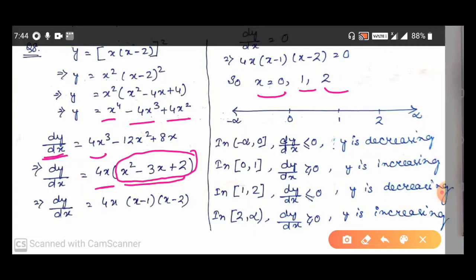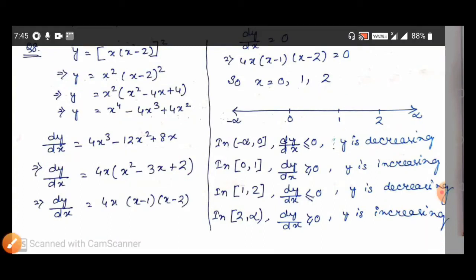Now since the function is defined for all real numbers, we will consider the domain to be minus infinity to infinity. This domain is divided into 4 intervals: minus infinity to 0, 0 to 1, 1 to 2, and 2 to infinity. First of all, we will consider the interval minus infinity to 0.